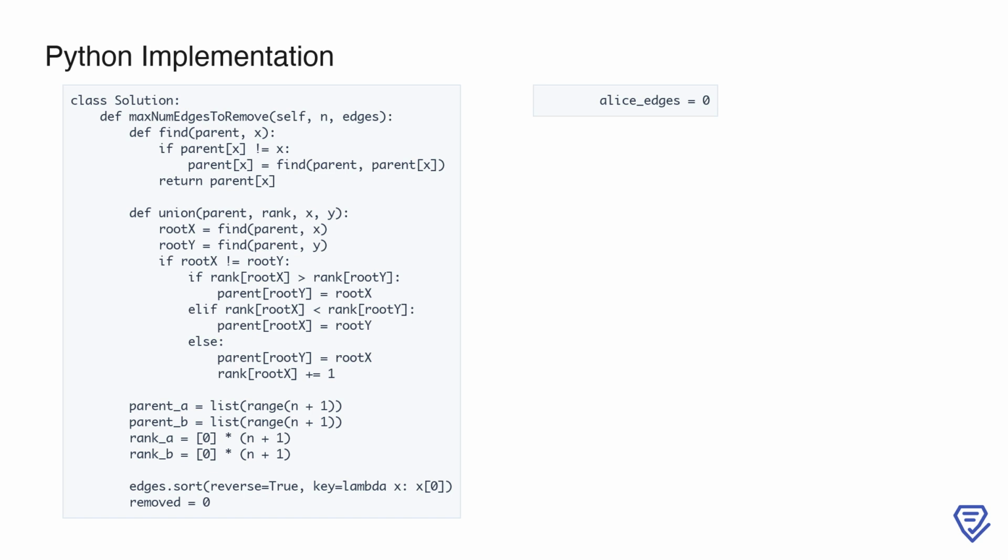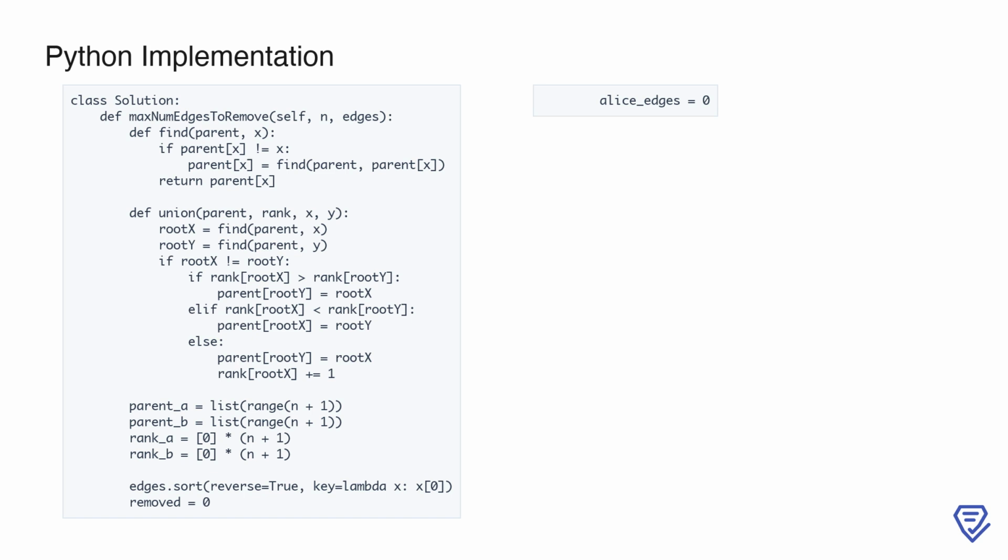Here, we begin by defining the max number edges to remove function, which will determine the maximum number of edges we can remove while keeping the graph fully traversable for both Alice and Bob. Inside this function, we use a helper function called find to implement the find operation of the union find data structure. This function performs path compression, which ensures that each node in the graph points directly to its root, optimizing future lookups. Next, we define the union function, which merges two disjoint sets.